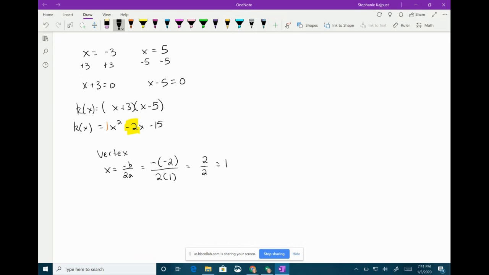But when we give the vertex, we want an ordered pair because it also has a y value with it too. So you also need to plug that value into your polynomial, so you can find out what the y value is at that point. So if x is 1, I'm going to plug that in. So I have 1 squared minus 2 times 1 minus 15. So 1 squared is 1, 2 times 1 is 2, so that's minus 2 minus 15. That gives us negative 16. So that's the y value at the vertex. So your vertex would be the ordered pair 1, negative 16.